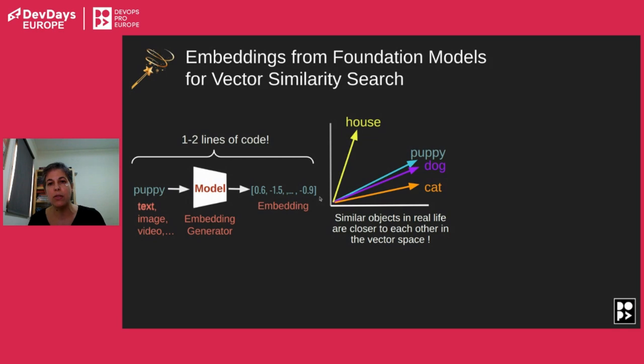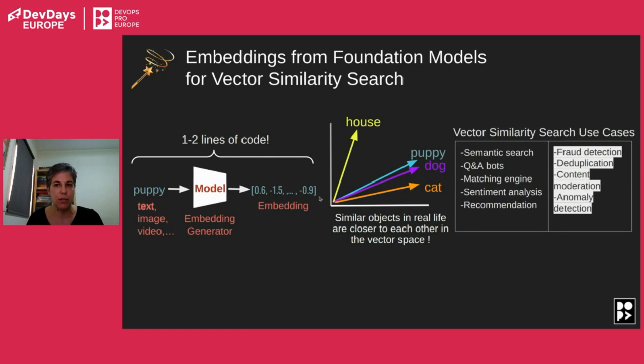So if a puppy and a dog are more similar than a puppy and a house, then the distance between puppy and the dog, the vectors, will be much closer. And this is really something that we can take advantage of for vector similarity search. So vector similarity search allows us to inject AI into applications. For instance, instead of just doing a simple keyword search, we can do semantic search that really understands what we are doing. And not just for Google, for our own website.